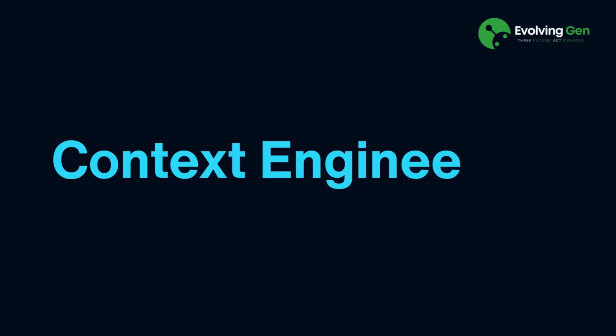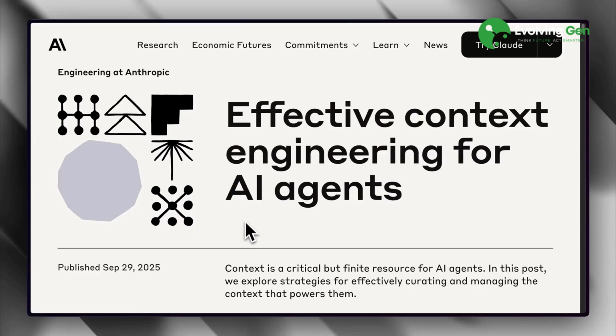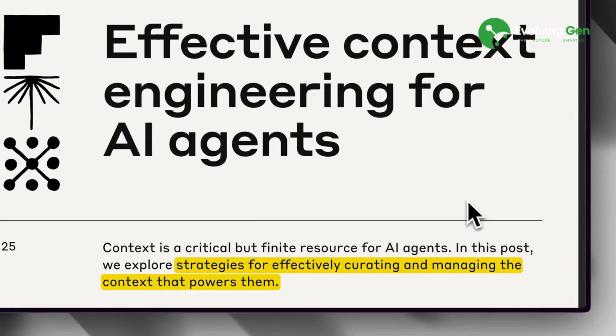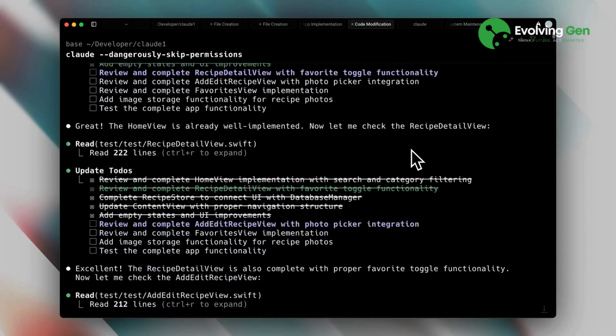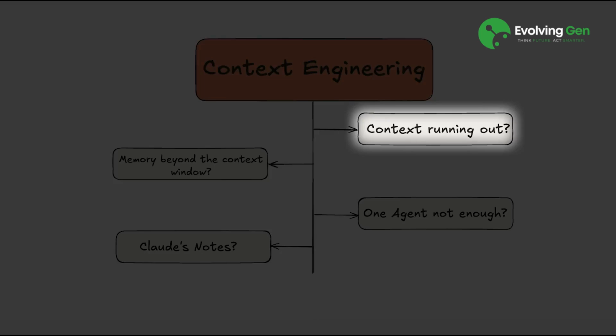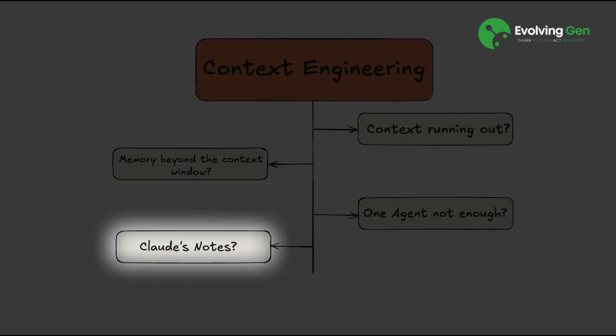The solution? Context engineering. Anthropic recently released a paper titled Effective Context Engineering for AI Agents, which explained how to use context effectively, and it was a real game changer for getting the most out of Claude Code. So, we took the concepts from the paper and simplified them for you so you can implement them right away.